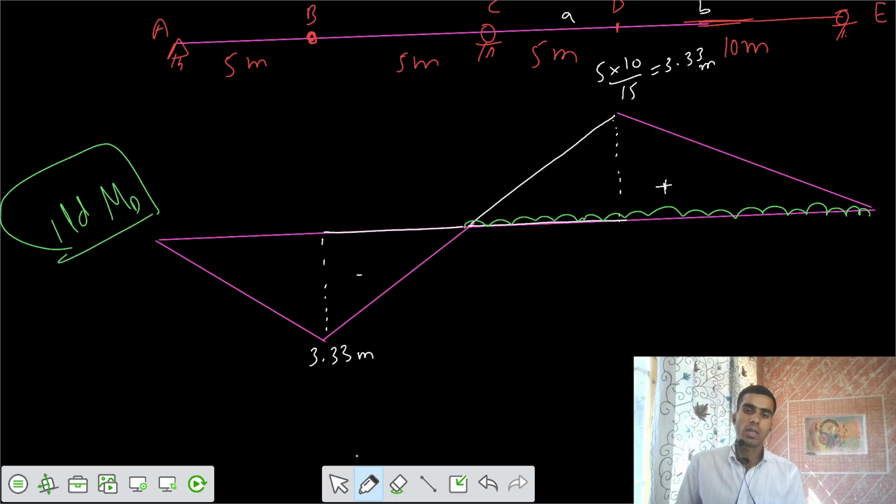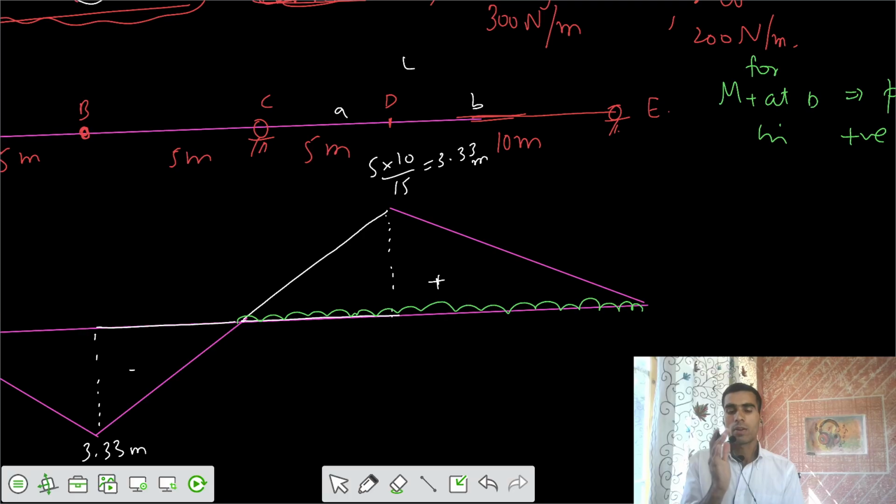That means you have to ensure that loads are placed after the support C. If the loads are on this side, it would create negative moment about point D.